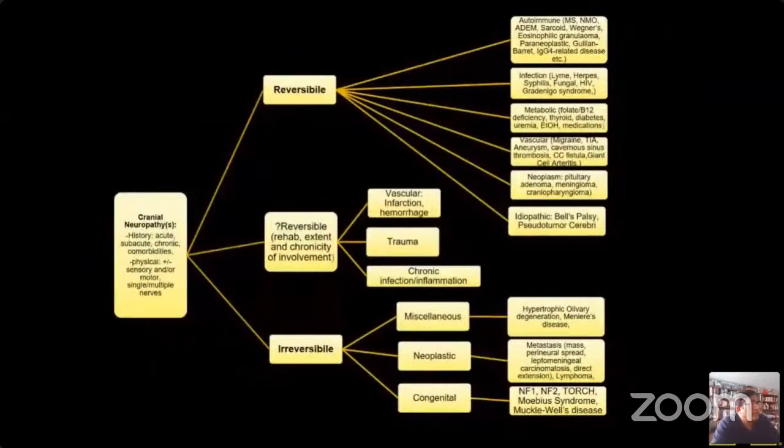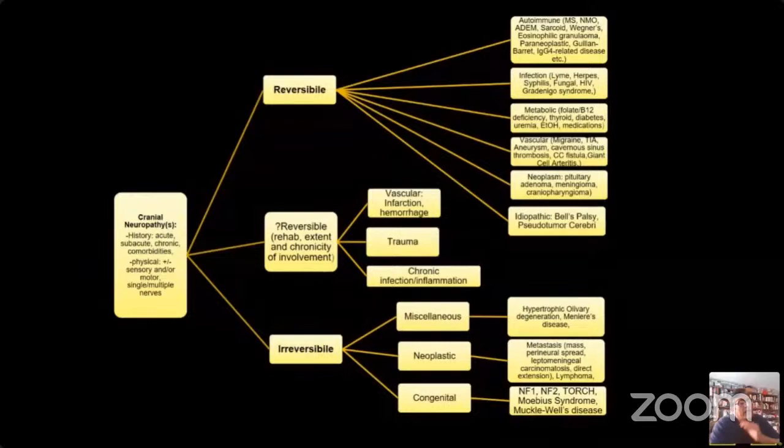If you look at the cranial neuropathies, they are either reversible or irreversible. If they are irreversible, then they are likely to be neoplastic or congenital or sometimes miscellaneous. But if it is reversible, then they are probably autoimmune, there's an infectious etiology, there could be some metabolic etiology, some vascular compression is responsible, or a neoplasm in the adjacent tissue, which is causing mass effect on that cranial nerve. Then, of course, there are idiopathic variations.